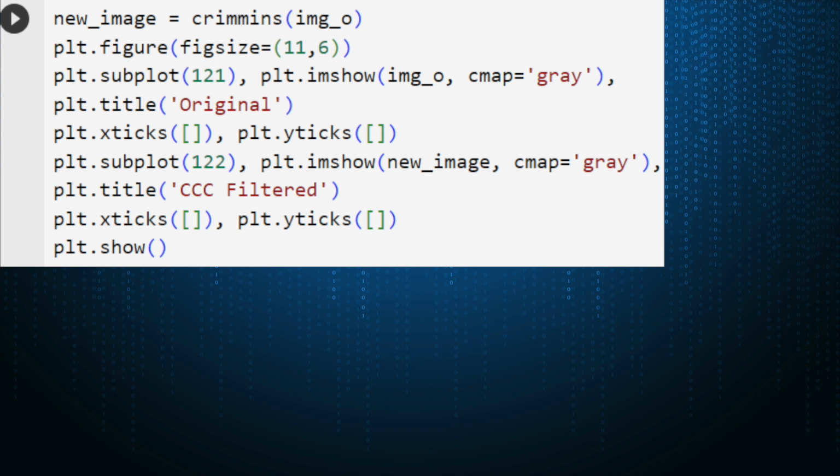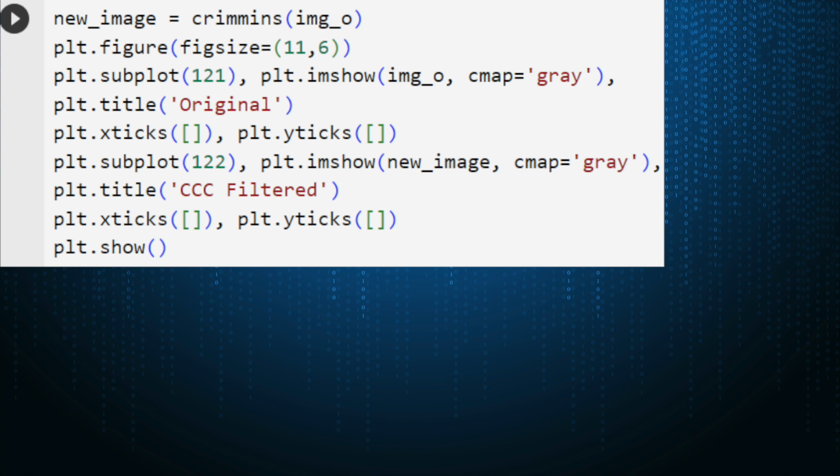I have coded it. The code is available on my GitHub repository. The detailed code is available for this triple C algorithm. The function name is given as Crimmins, for the first scientist's name, and then here I am calling the function and giving img_o as input.